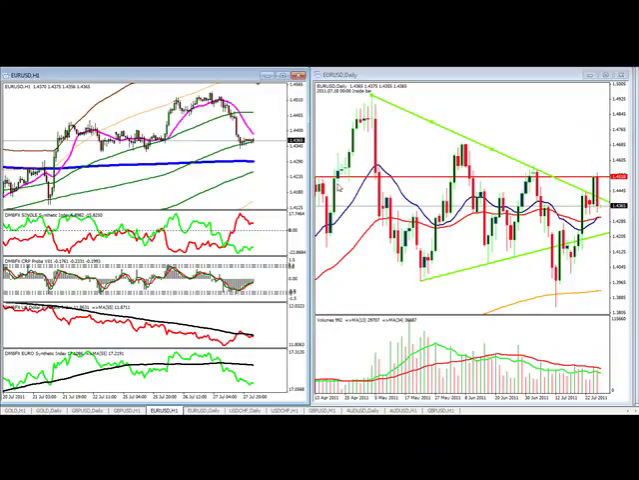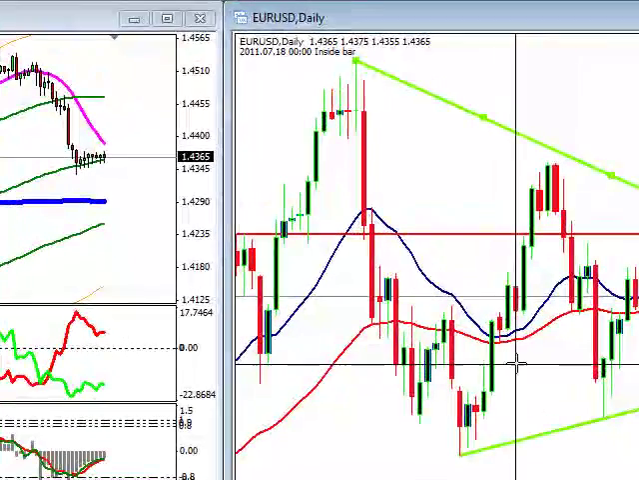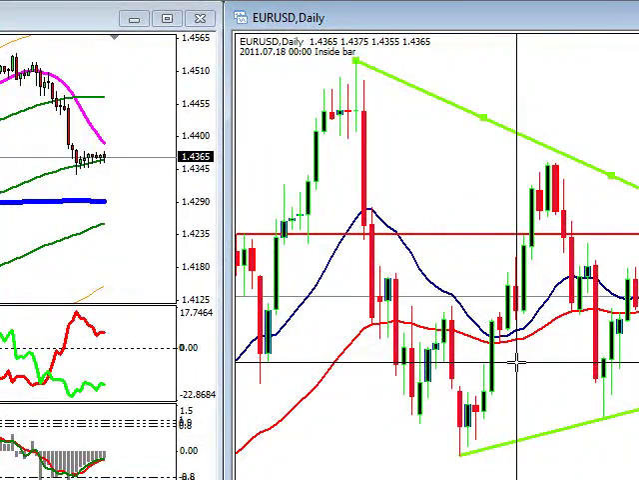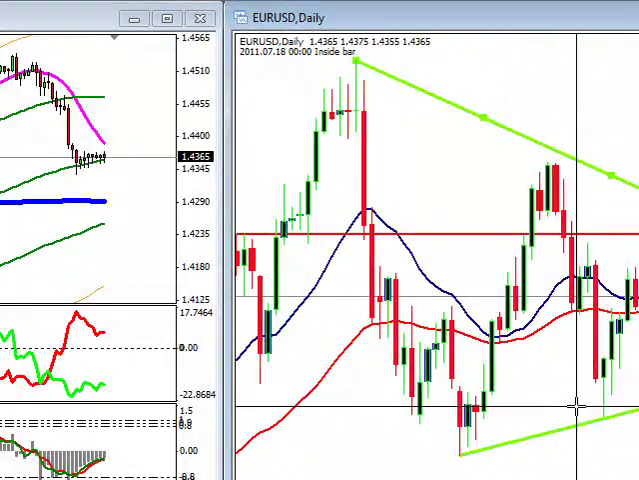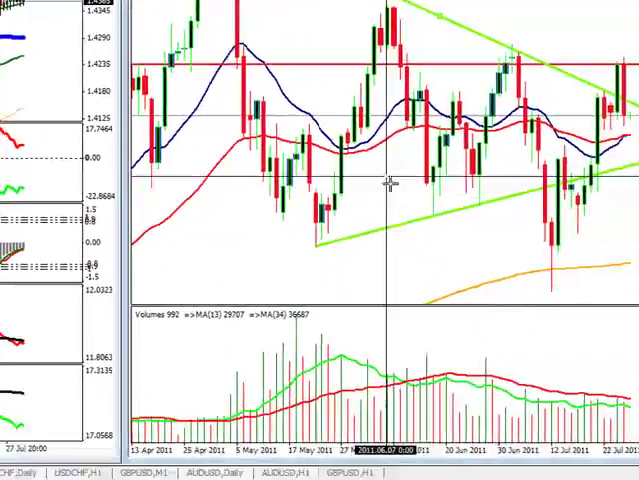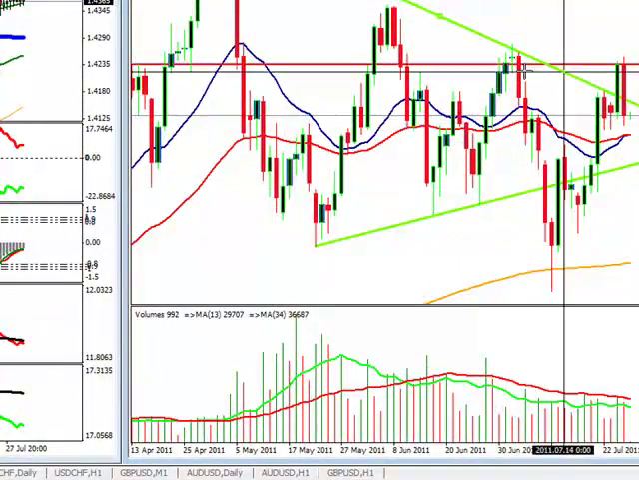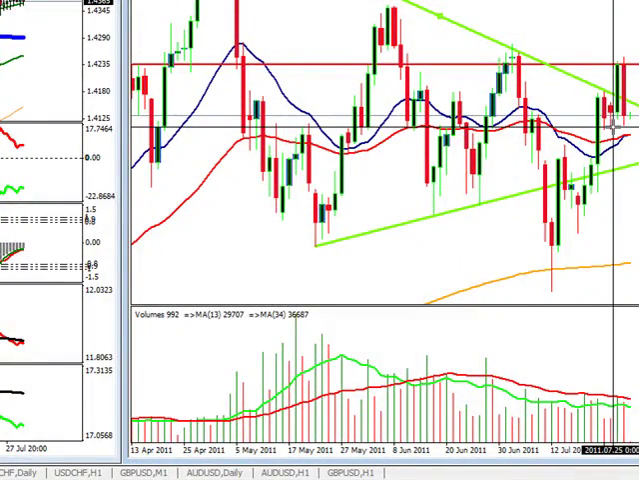Where will buyers find value? Possibly in this 1.42 price level. But you can see wicks really come all the way down here to 1.41. So it's going to be interesting to see where buyers start to find value if the dollar stays in control.